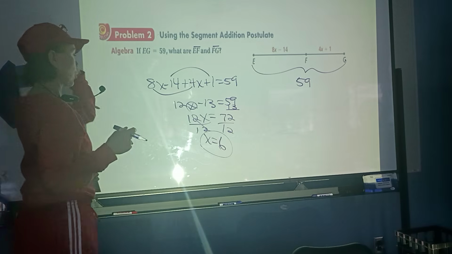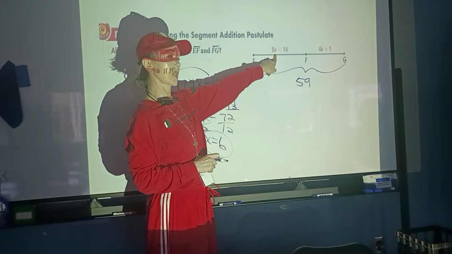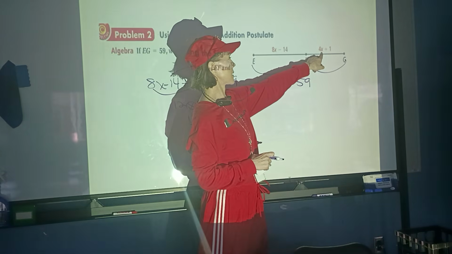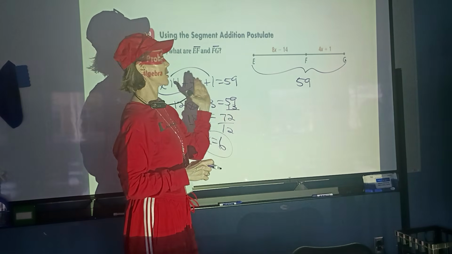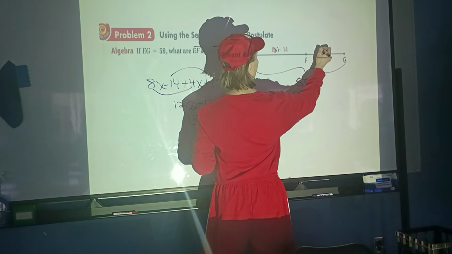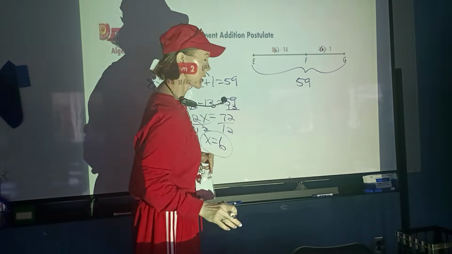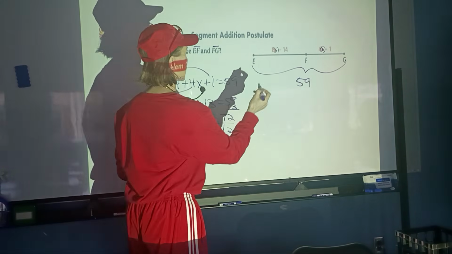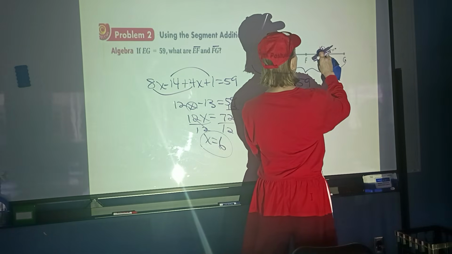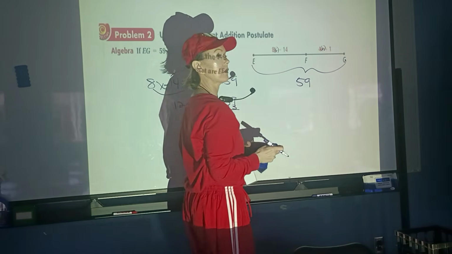Now that we know what x is equal to, we can take what x is equal to and plug it in for the x here, and plug it in for the x here to solve for those lengths. So we're going to put 6 and 6. So hopefully you can still see that in the video, okay? This is 8 times 6 and 4 times 6. Okay, just plug it in.